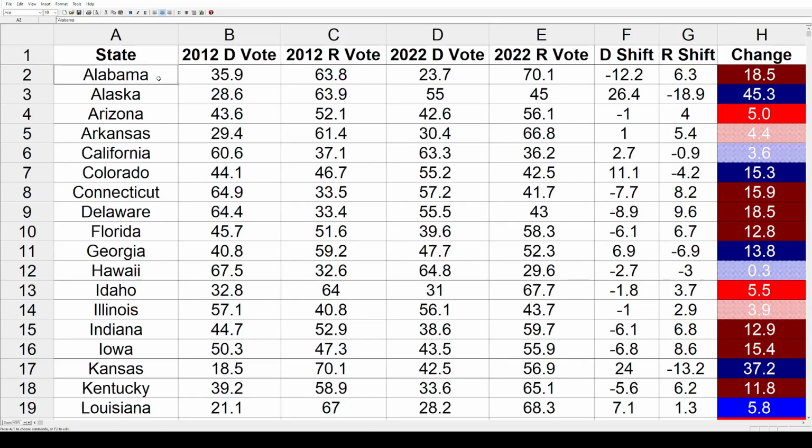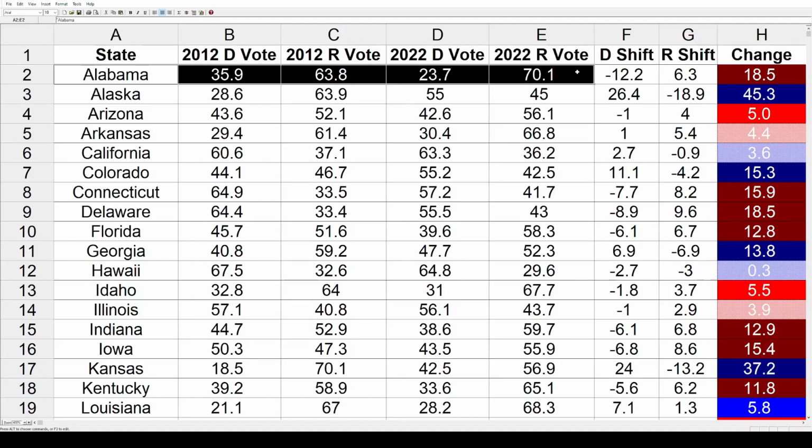Let's get started in Alabama. In 2012, the Democrats in the statewide popular vote got 35.9%. The Republicans got 63.8%. 2022, the Democrats fell to 23.7%. Republicans bumped it up to 70.1%. Again, some districts were uncontested or have third parties, but this is the data that I have. That's a net loss of 12.2% for the Democrats, a net gain of 6.3% for the Republicans, and a total net shift of 18.5% away from the Democrats and toward the Republicans. So that's how this works. Let's speed through the rest of these states.